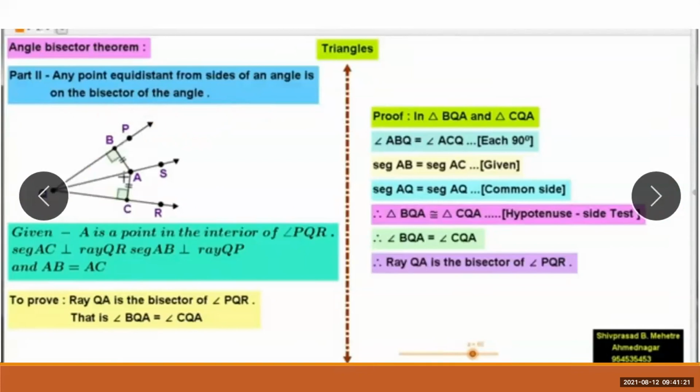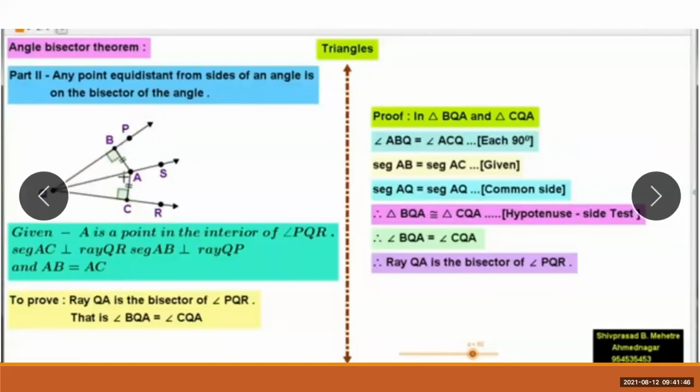Now similarly, take two triangles, show them congruent to each other, and as the triangles are congruent, the corresponding angles will be congruent. So now let's write the given. The given is whatever is shown to you in the diagram; that is all given.